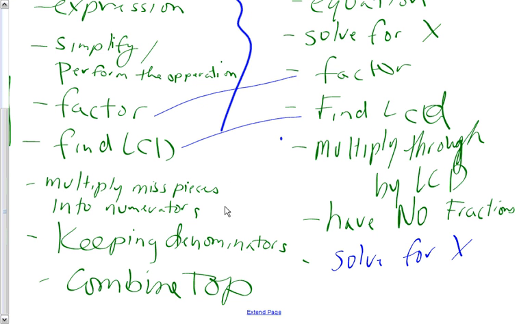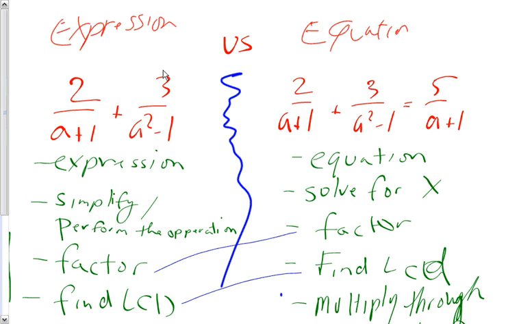This one here, you're going to make it so your denominators match up, so you're going to multiply pieces in. The ones that are expressions are going to be big fractions at the end. This is going to be an x equal or an a equal in this case. So be careful of them, and good luck to you, and we're almost there. Take care.